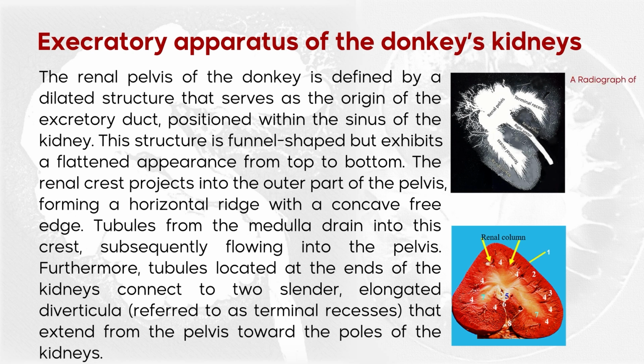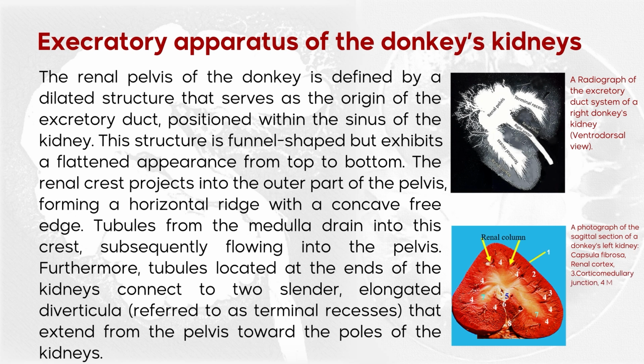A radiograph of the excretory duct system of a right donkey's kidney, ventrodorsal view. A photograph of the sagittal section of a donkey's left kidney. 1. Capsula fibrosa. 2. Renal cortex. 3. Corticomedullary junction. 4. Medullary pyramids. 5. Common renal papilla. 6. Renal pelvis. 7. Terminal recesses. 8. Ureter.